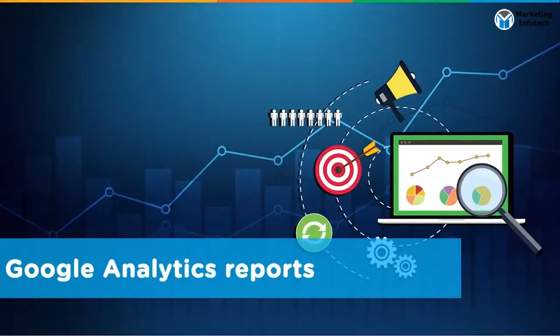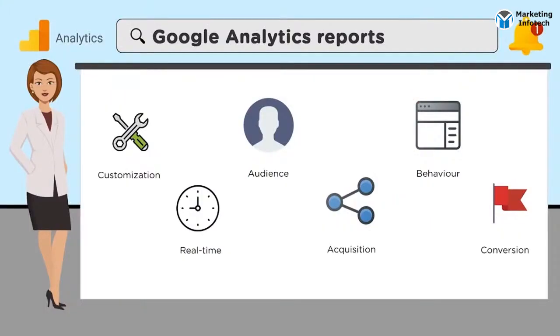Now let's take a look at some Google Analytics reports. Once you've set up your account, you have a number of different reports available to you in Google Analytics. We're going to take a look at customized reports, and then real-time, audience, acquisition, behavior, and conversion reports. These are all the different reporting buckets, if you will, that you have available to you in Google Analytics.